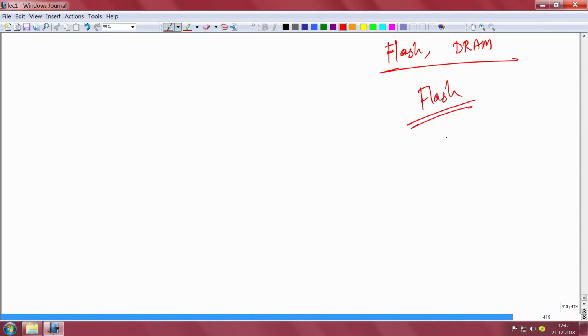Flash is a very dominant technology, and it's actually made of a silicon MOSFET sort of transistor, but with a slightly different architecture. When I say slightly different architecture, what I mean is that you will see that the structure is very similar.